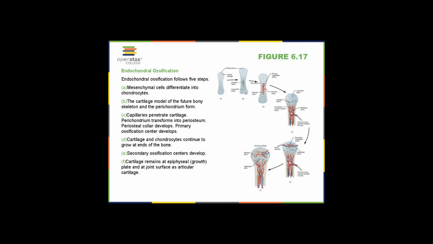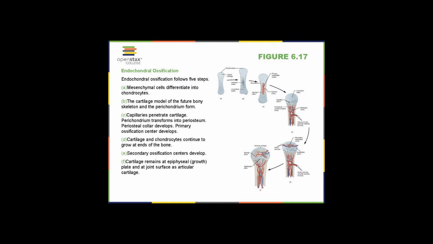And then in stage 5, we'll leave some of the cartilage on the outside. This is going to be articular cartilage, the cartilage that makes the connection with the other bones, so we have something smooth to glide against. Articulation means a joint, so it's going to be up against the joint cavity.